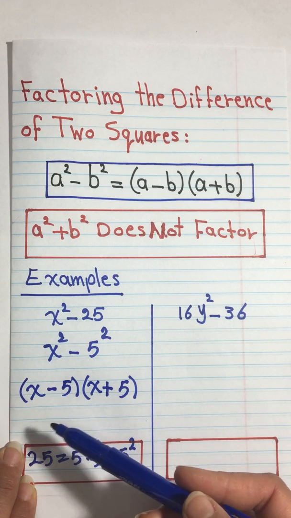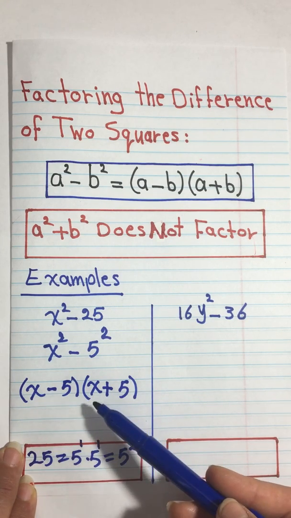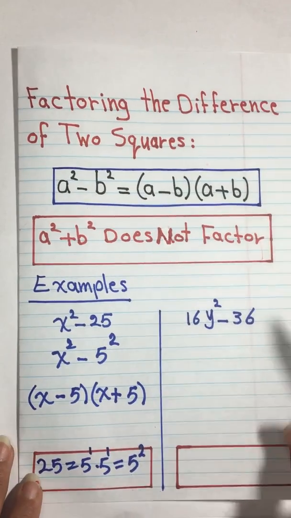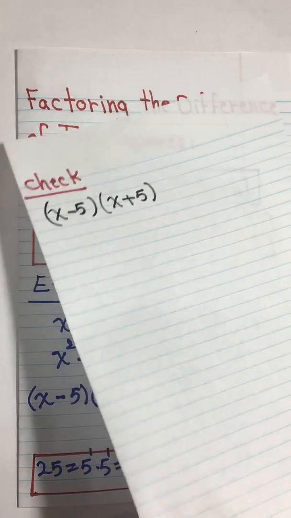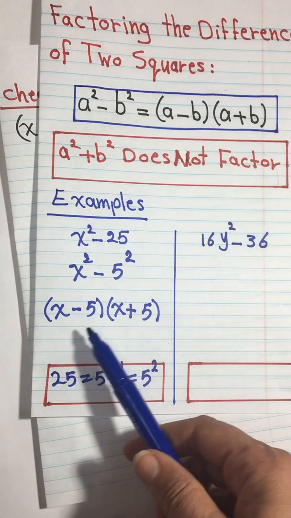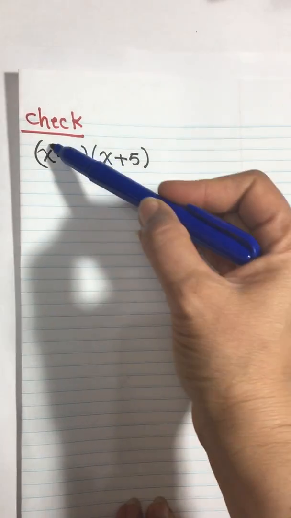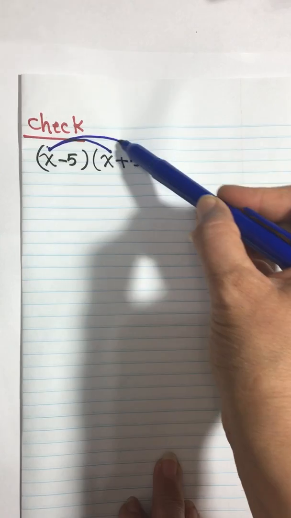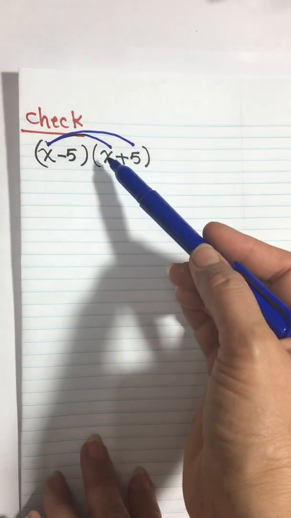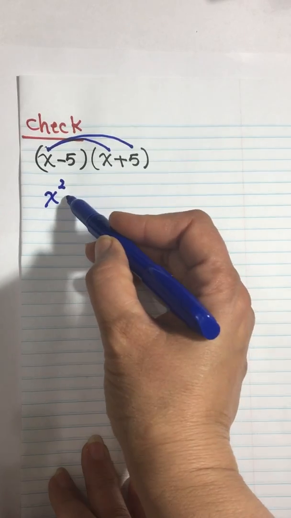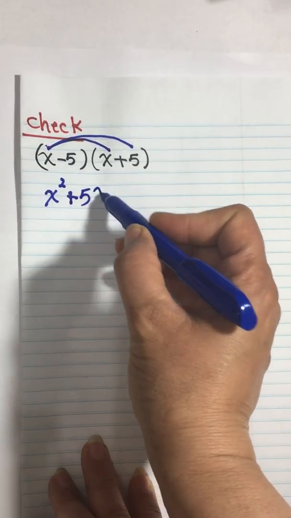If I want to check, if I multiply these two parentheses, the answer is going to be the same as x squared minus 25. So we can check right here: x minus 5 times x plus 5. I multiply the first term, x, by x, and then by positive 5. X times x equals x squared. Positive times positive, positive. X times 5, 5x.